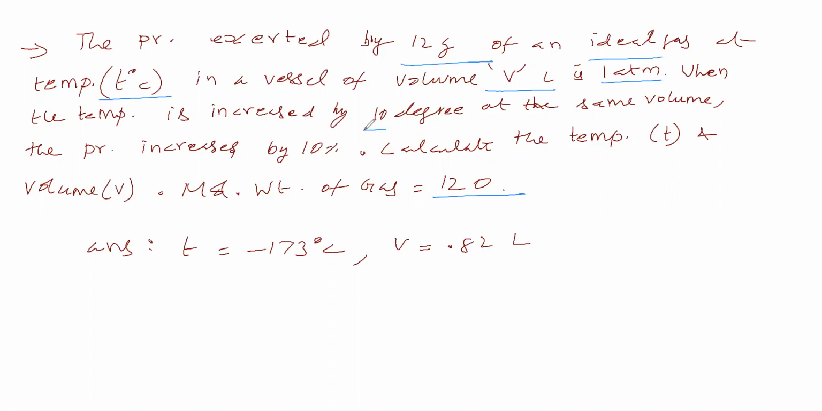When the temperature is increased by 10 degree, the temperature becomes initially T, now plus 10, therefore T plus 10. Correct? The volume remains the same, they said. The pressure increases by 10%. Here pressure is 1 atmosphere, and a 10% increase means 1 into 10 by 100 is increased. This is the initial, and this is how much it increases. So the final pressure becomes this one plus this one.